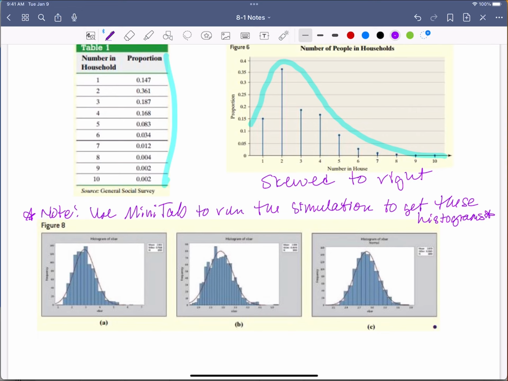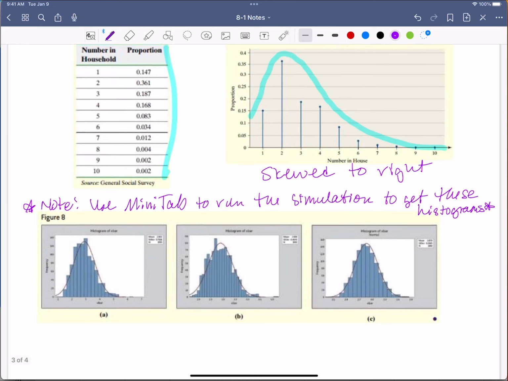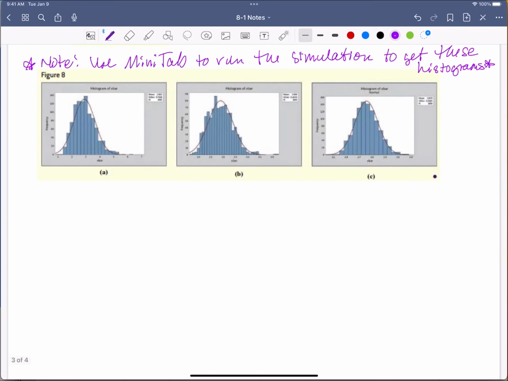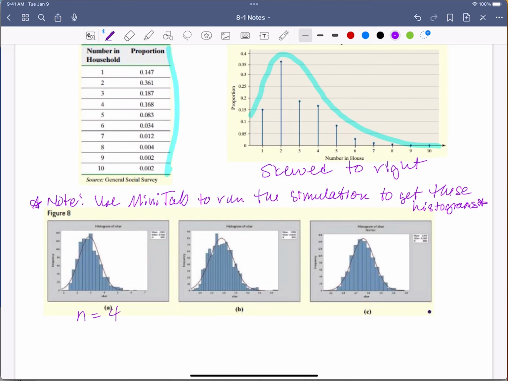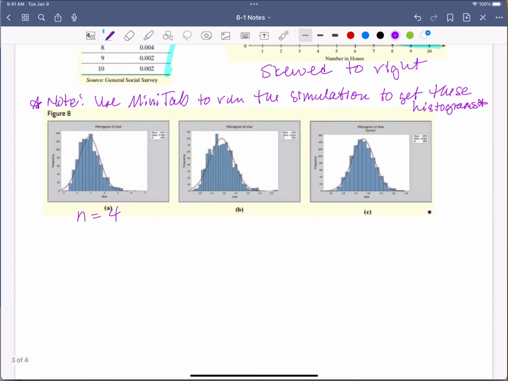So here is our first one, where n is equal to 4. Notice what is happening. We're still skewed right, but is it as much as the population? No, do you see that? Still skewed right, but not as much.